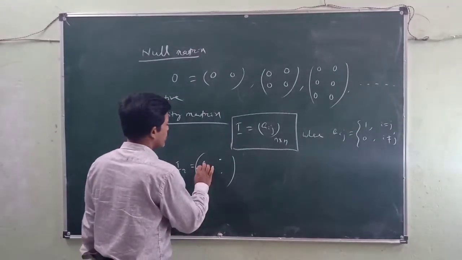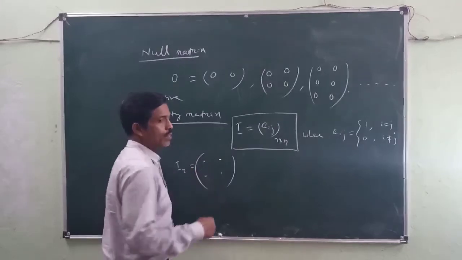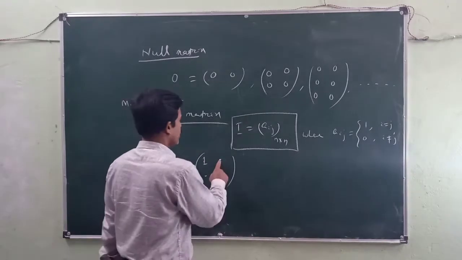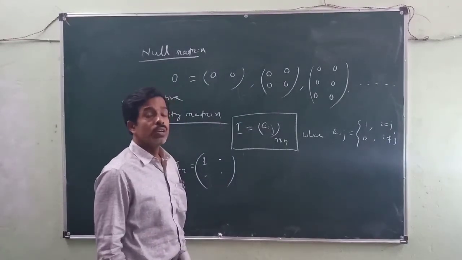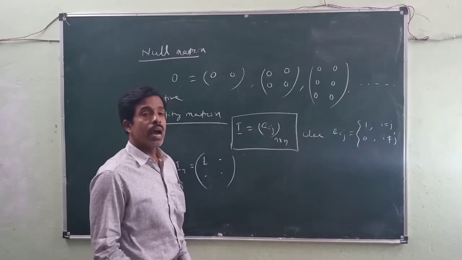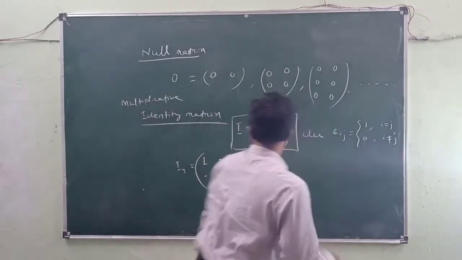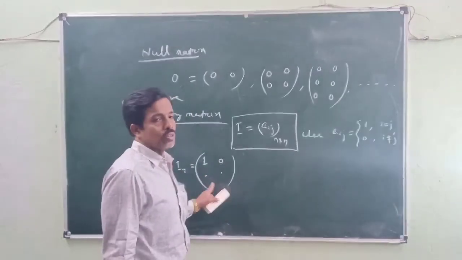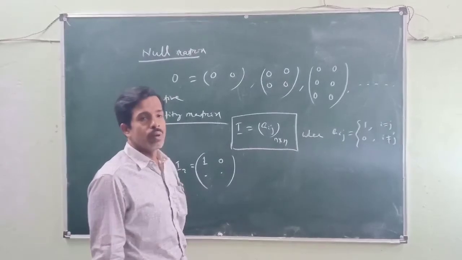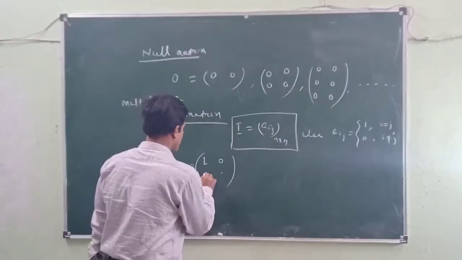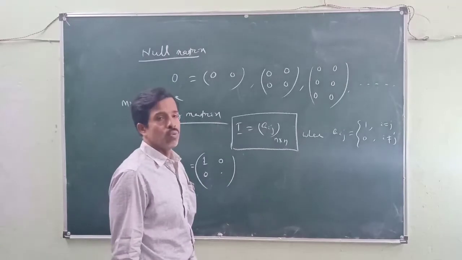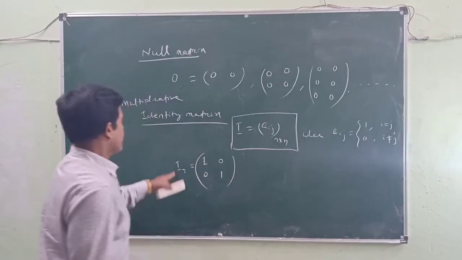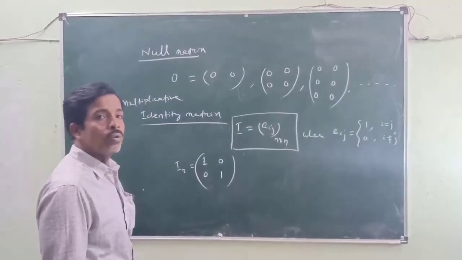Now look, this position is 1 1. Here row number equals column number, so in this place you write 1. This position is 1 2, here i is 1 and j is 2, so i is not equal to j, and we write 0. Again this position is 2 1, i equals 2 and j equals 1, so i is not equal to j, write 0. This position is 2 2, i equals j, so write 1. So this is the multiplicative identity matrix of order 2.